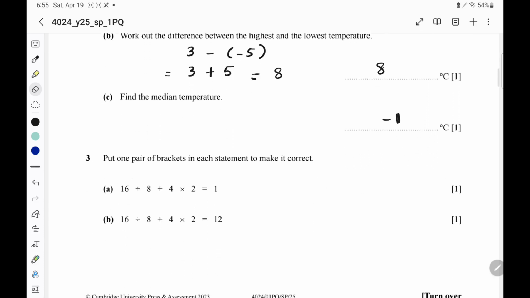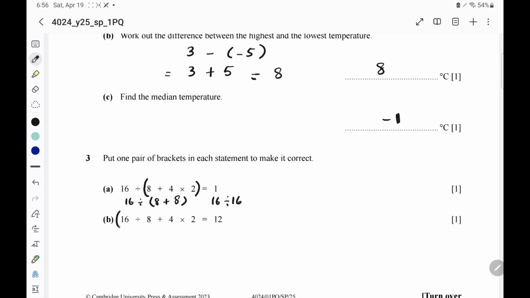Question number 3. What we have to do is put one pair of brackets in each statement to make it correct. Like in part A, 1 must be the answer. So if we try this question, starting here, 8 plus 4 multiplied by 2, that is 4 2s are 8, and 8 plus 8 is 16, and 16 divided by 16 will equal 1. So we put the bracket here in this question.